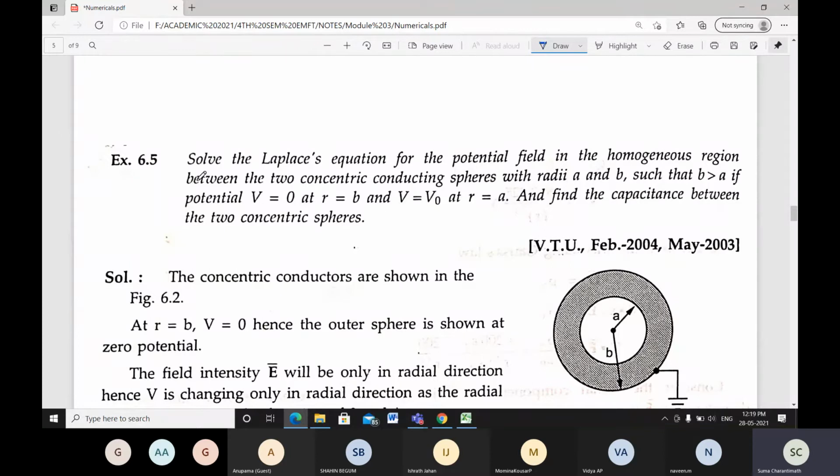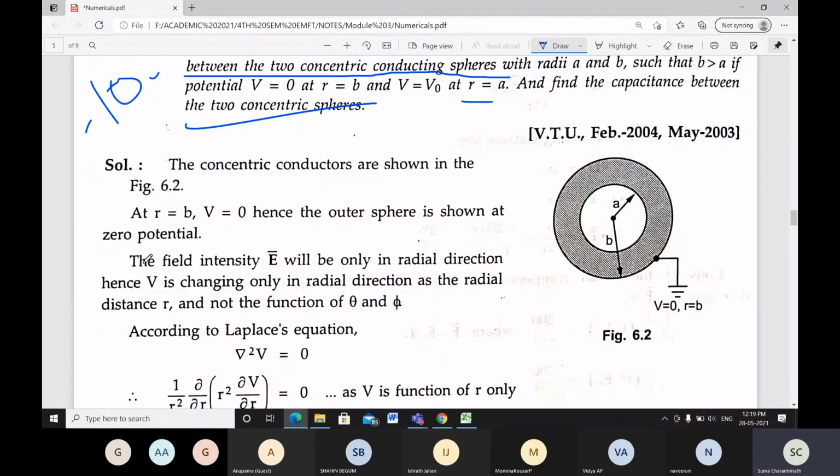Here, solve the Laplace equation for the potential field in a homogeneous region between two concentric conducting spheres with radii a and b, such that b is greater than a. Means b is the outer one, a is the inner one. The potential V is going to be 0 at r equals b and V is going to be V naught at r equals a. Find the capacitance between the two concentric spheres. This was the question. This is asked for 10 marks.